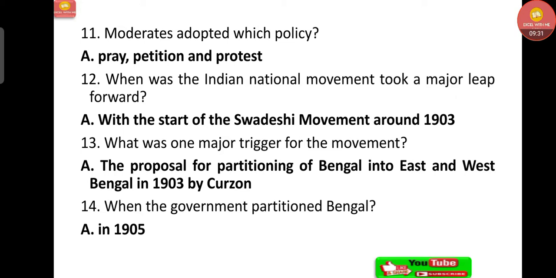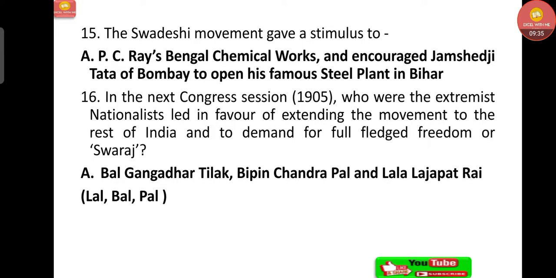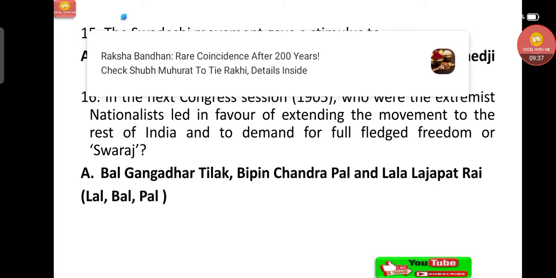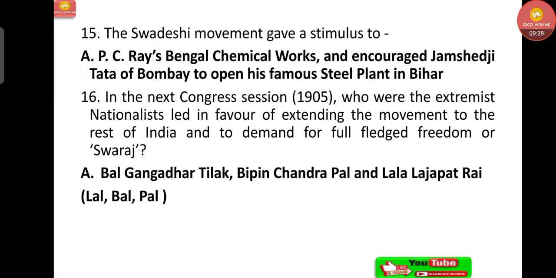The government partitioned Bengal in the year 1905, a very important date. The Swadeshi movement gave a stimulus to the Bengal Chemical Works and encouraged Jamshedji Tata of Bombay to open his famous steel plant in Bihar.